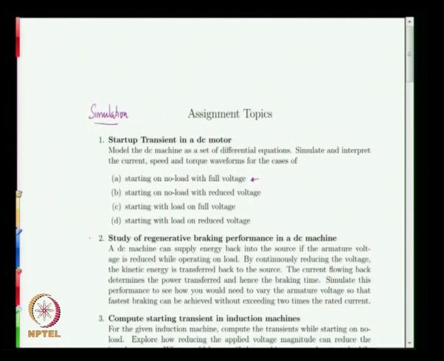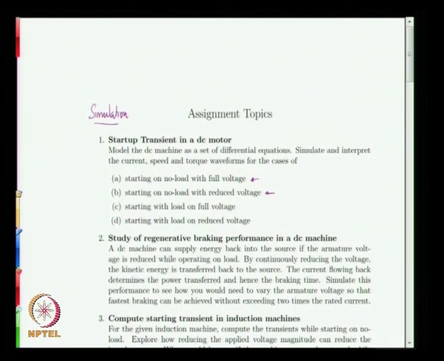So you must develop your own code to do all these things, and since you are developing your own code, you are not going to really have an equipment that will blow up in your face, and therefore one can start the machine with full supply voltage. And then how does the machine behave? How does the machine behave if you start on no load with reduced voltage? How do you compare the two?